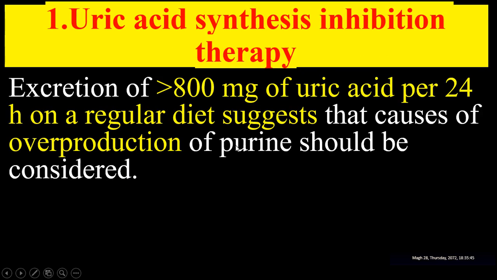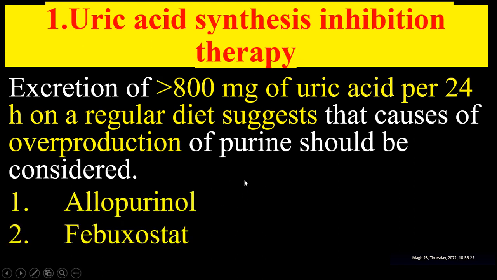Now, hypouricemic drugs: we have uric acid synthesis inhibition therapy. When a person secretes more than 800 mg of uric acid in 24 hours, these are known as overproducers. If you measure the urine of the patient for 24 hours and examine the uric acid in that urine, and he produces more than 800 milligram, then he is known as an overproducer. So synthesis inhibitors, allopurinol and febuxostat, are basically for the overproducers.